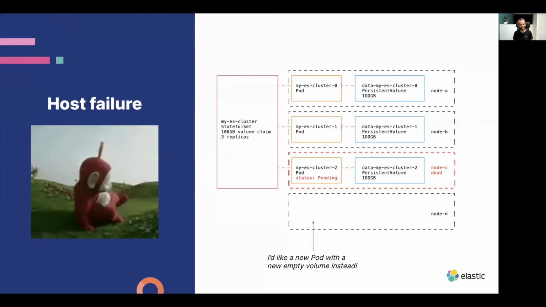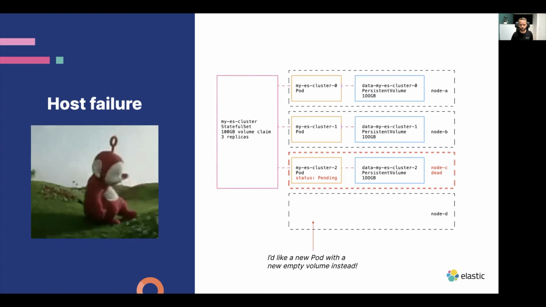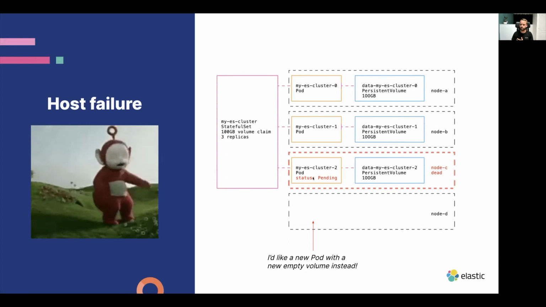So we're going to look here at a list of cases and see how the system would behave with local persistent volumes. So let's take the host failure case. We have the same example here with a stateful set with three replicas, and say the host here, node C, that is holding the workload of pod number two, so really the third replica, but ordinal number two, suddenly becomes pending, like the pod cannot be started on that host again.